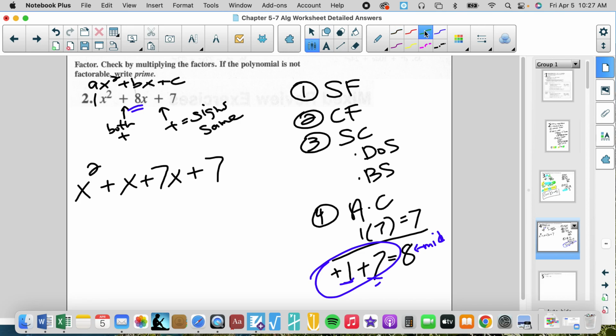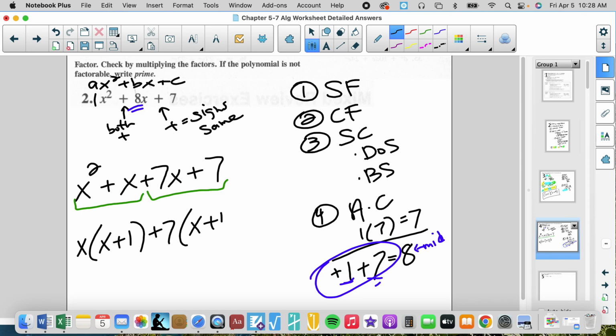Now I'm going to factor by grouping. I'm going to group the first two and the second two. I'm going to look for a common factor in the first two. That is x. That gives me x plus 1. I'm going to see the second two, 7x and 7. I can factor out a 7. That leaves me with x plus 1. These must be the same.